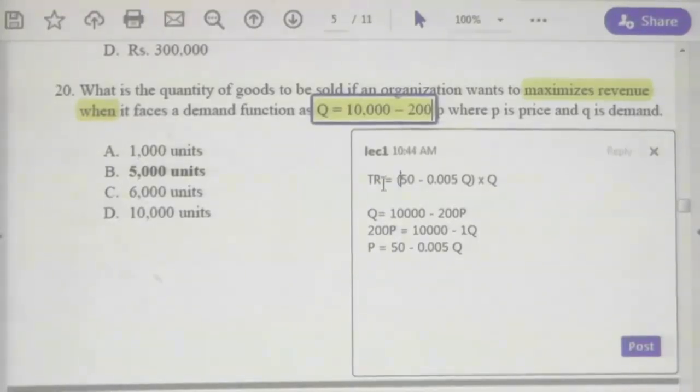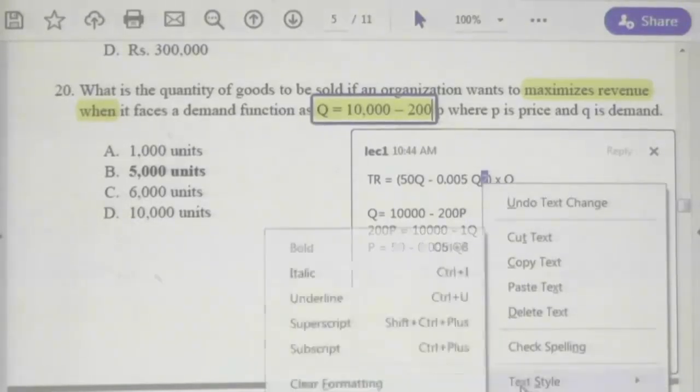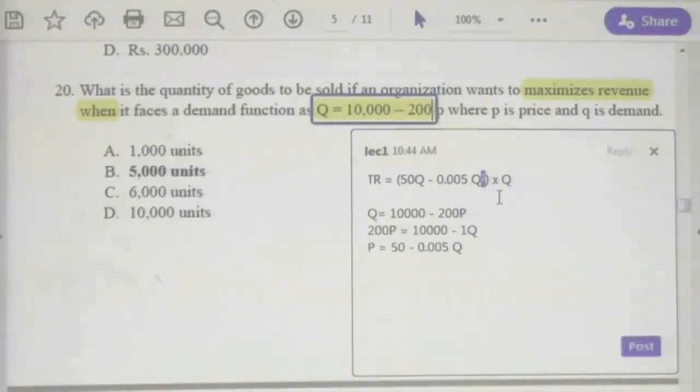Now, to have the total revenue function, you need to multiply this by Q. Let us multiply this by Q. Each value will be multiplied by Q. Here 50 will be 50Q. Here, once this is multiplied by Q, it will be Q squared. Now you can remove the brackets. This is the total revenue function.